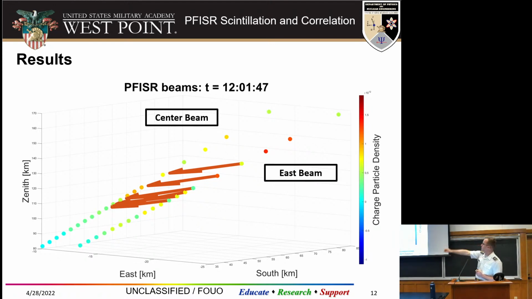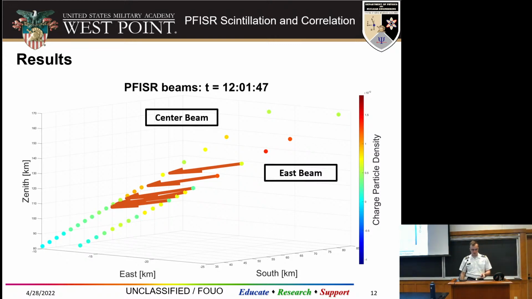We have the two beams jutting out, with the east beam being the line that's a little bit lower, and the center beam being the one that's a little bit higher. At a very specific point in time, as shown up top, when I change the slide, it's going to increment that time interval forward by 15 seconds. What we expect is that the plasma densities from the east beam to the center beam follow the displacement vectors, which are the red arrows in the center.